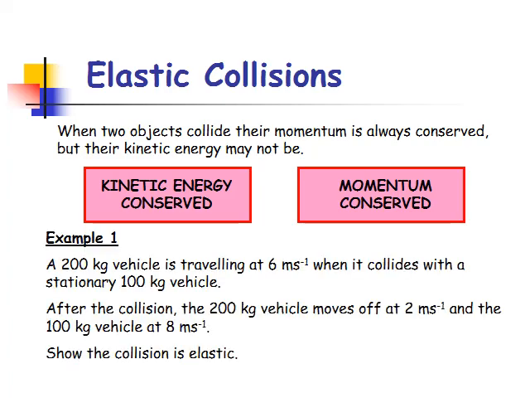So let's have a look here. We've got a problem. The vehicle is traveling at 6 meters per second. It collides with another stationary vehicle, and after the collision, the initial one moves off at 2 meters per second, and the other one moves off at 8 meters per second. We have to show that the collision is elastic.